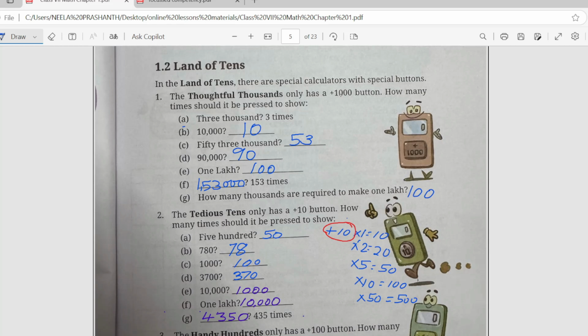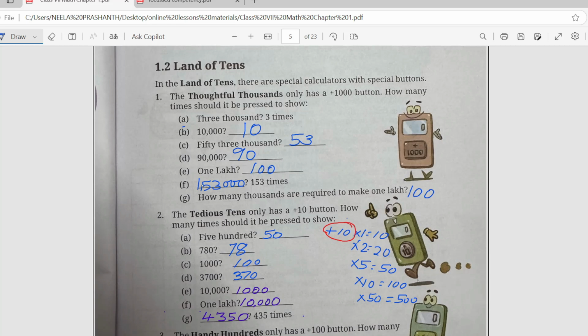1 click, you get 1000. 3 clicks, you get 3000. 10 clicks, you get 10,000. 53 clicks, you get 53,000. 90 clicks, you get 90,000. And to get 1 lakh, you have to click the same button 100 times.